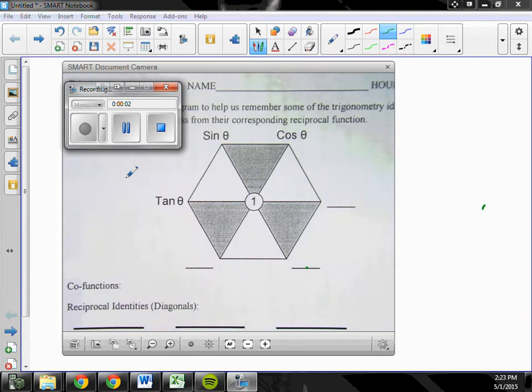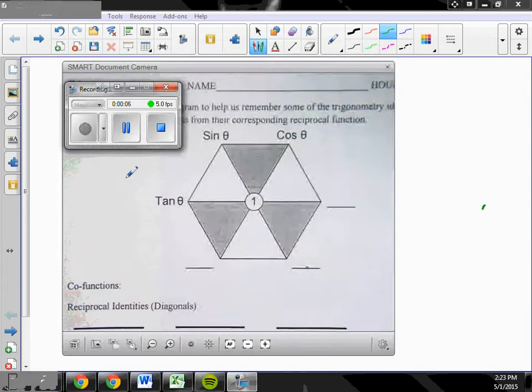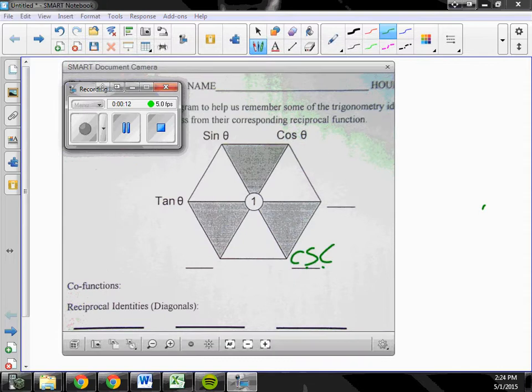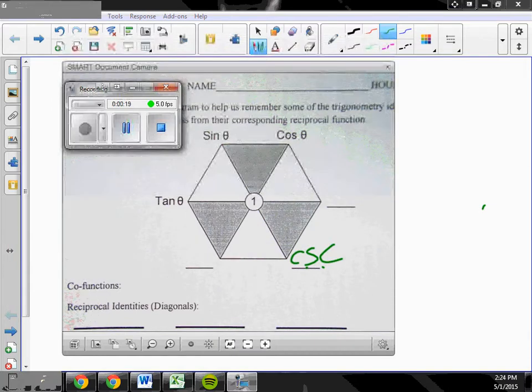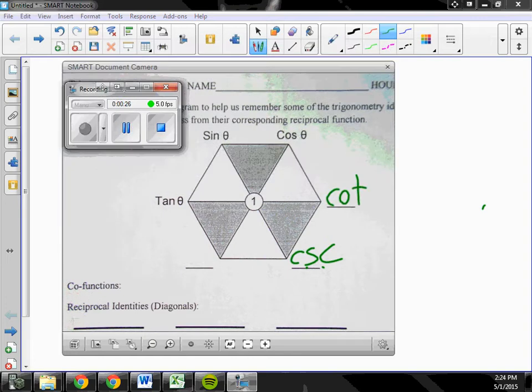So in this hexagon, we have sine, cosine, and tangent, and the reciprocals are straight across. So this one is going to be cosecant, and everything we're going to do today is supposed to have a theta on it, but we're just going to leave the thetas off because we're not actually looking at any angles. So just to save yourself some time, leave the thetas off. This would be cotangent, and this would be secant.